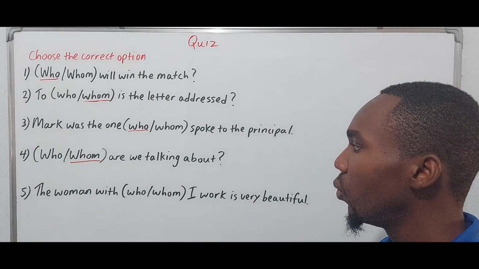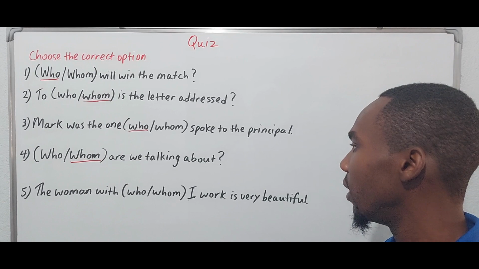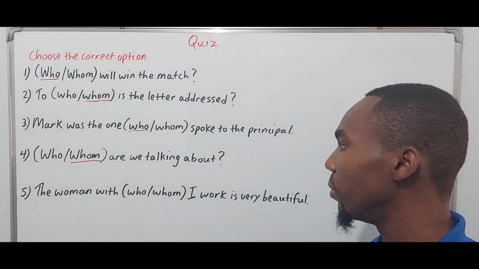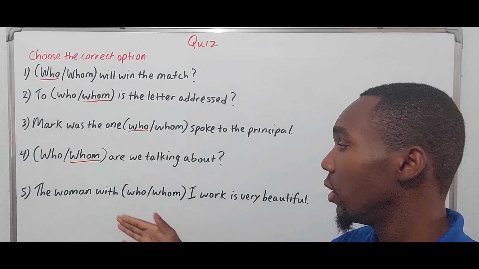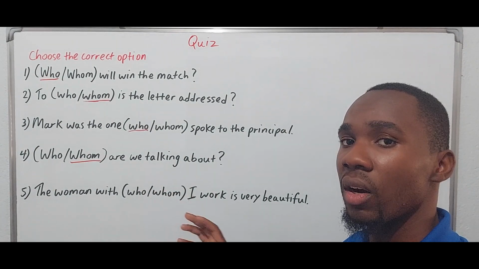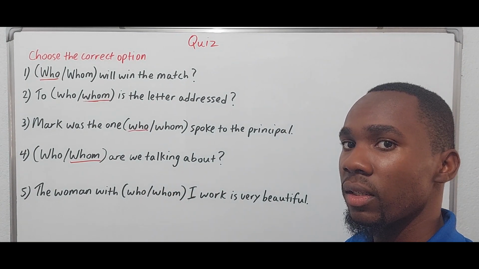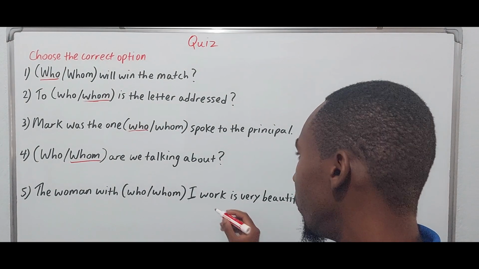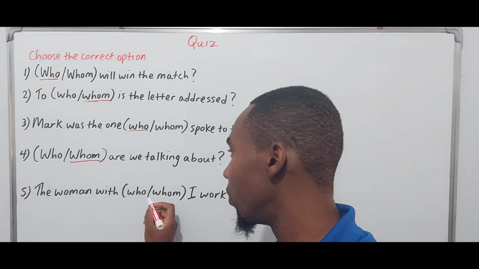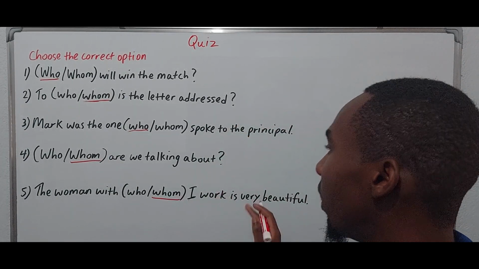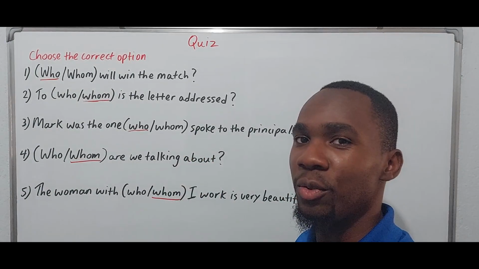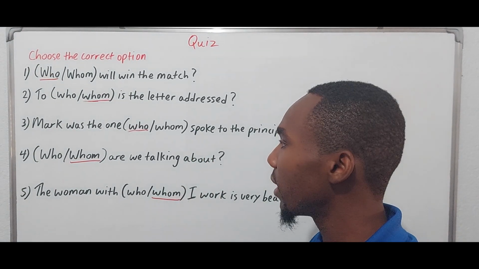5. The woman with who or whom I work is very beautiful. In this case, is the woman the subject or the object? She's the object because she is the object of with, which is the preposition, so whom. The woman with whom I work is very beautiful. All right. So I hope that you answered everything correctly.